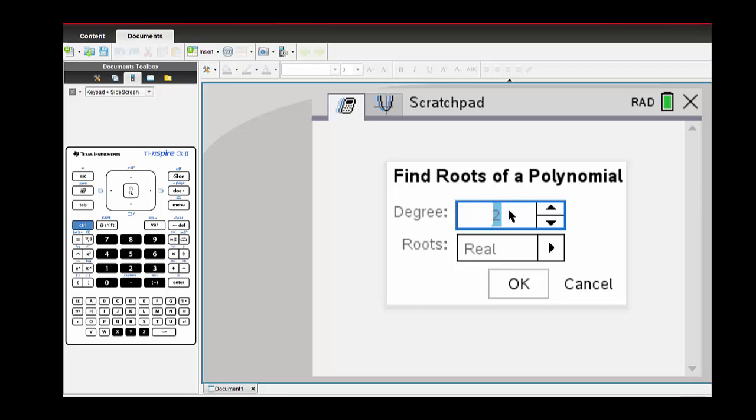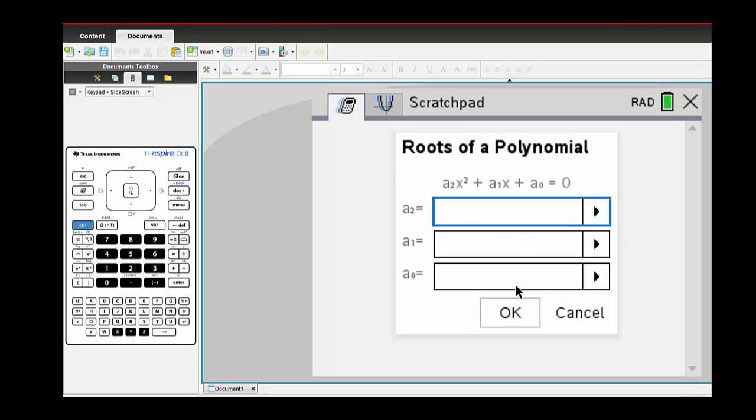When it says degree, what that means is what is the highest power of your polynomial. So because we're looking at quadratics, we're going to leave that as a 2, because the highest power we have is a 2 in a quadratic. Leave the roots as real and press OK. This next box will come up, and this is where we're going to put our information. So you can do this for any quadratic. So I'll show you a couple of options of what could happen.